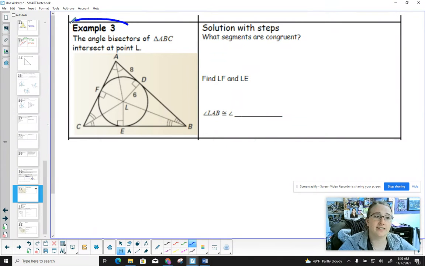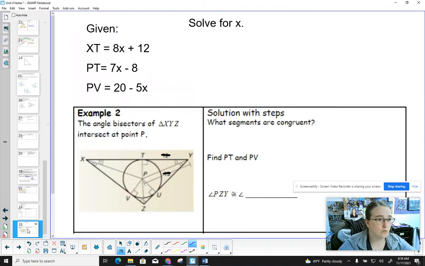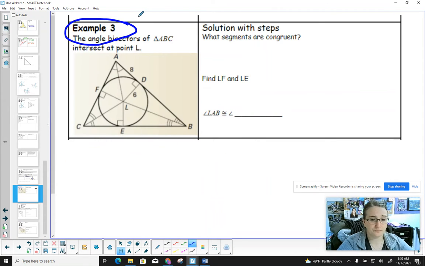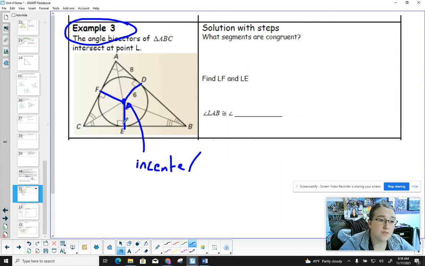So I'm actually going to have you guys look at example 3 first and only. We're only going to do example 3. We will do example 1 and 2 in class. So make sure you're looking at example 3. So if you notice, here is the angle bisectors. Here are my angle bisectors themselves, right? Here are the distances to the incenter. Once again, that point we would call the incenter. So these three distances are the segments that are congruent.